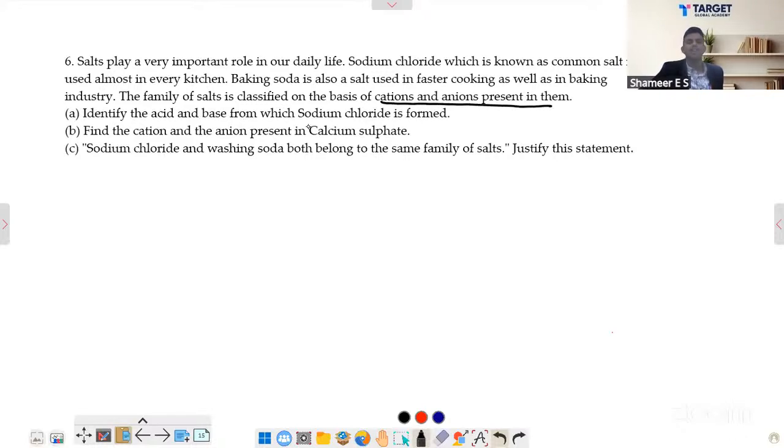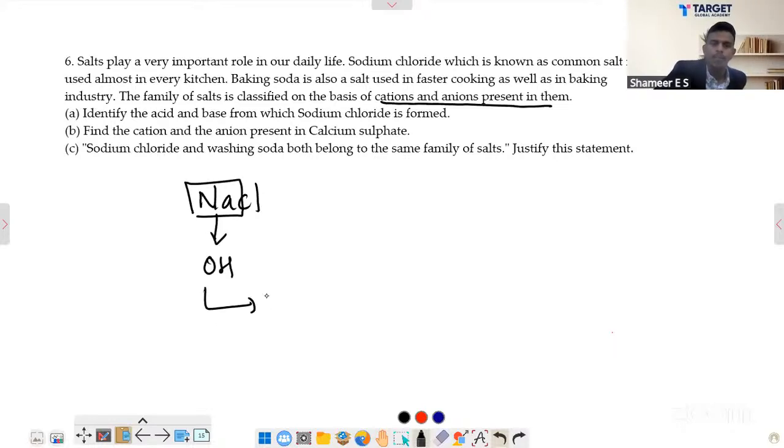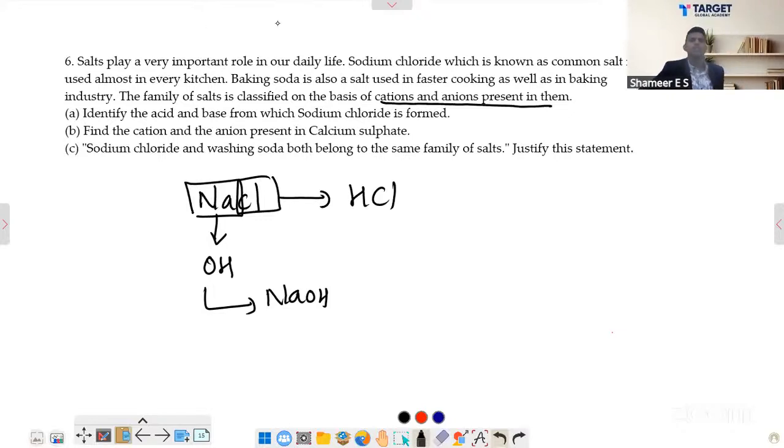Identify the acid and base present in sodium chloride. How to find out the acid and base? Just listen. Take the first element, add OH to it, so you will get the base, NaOH. Take the second element, add H before that, so you will get the acid, HCl. So this is the idea of how to find the acid and base.